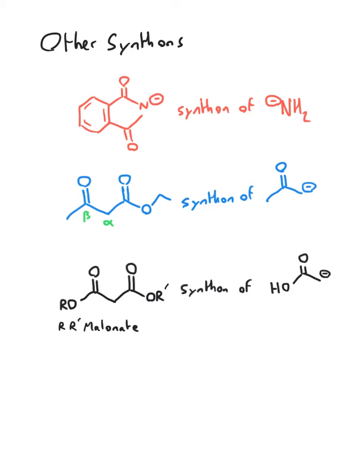Why do these matter? Well, all synthons are alternative routes to make something that you are unable to make directly. For example, say you want to make this ketone from this alkyl halide.